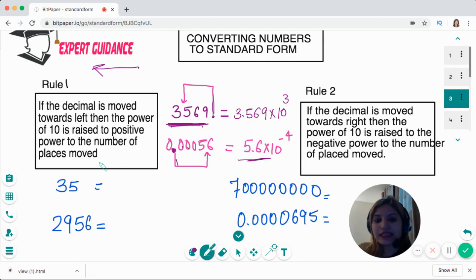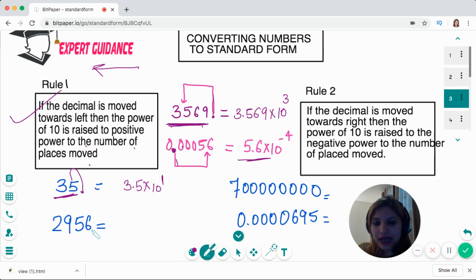Now, let's do the questions. Again, I'll emphasize the rule. If the decimal is moved towards the left, then the power of 10 is raised to the positive power of the number of places you move the decimal. And if the decimal is moved to the right, then the power of 10 is raised to the negative power of the number of places the decimal is moved. So this is 35. The decimal is here at the end. We'll move it one place to the left. So it is 3.5 times 10 to the power 1.